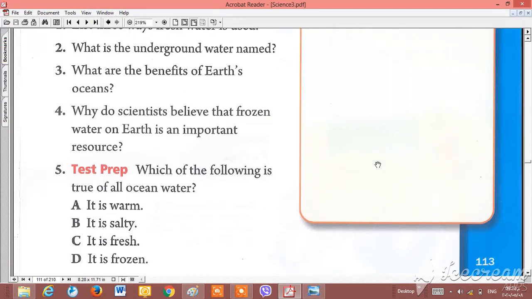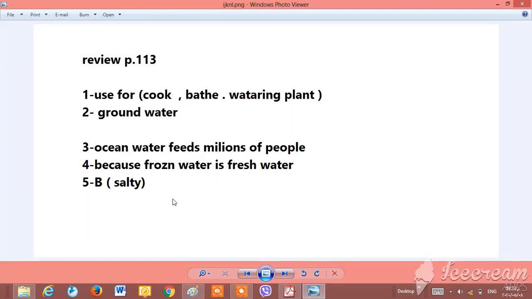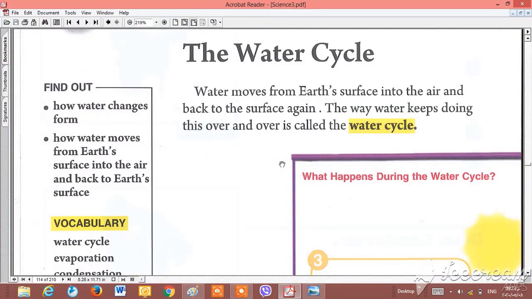Question 5, which of the following is true of all ocean water? It is warm. Is it warm? No. It is salty. It is fresh. Or it is frozen. I am sure that all of you know which answer is correct. B. Ocean water is salty. Okay, my lovely students, now go to page 116.